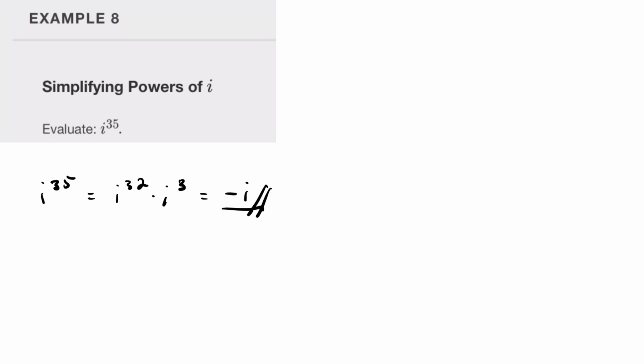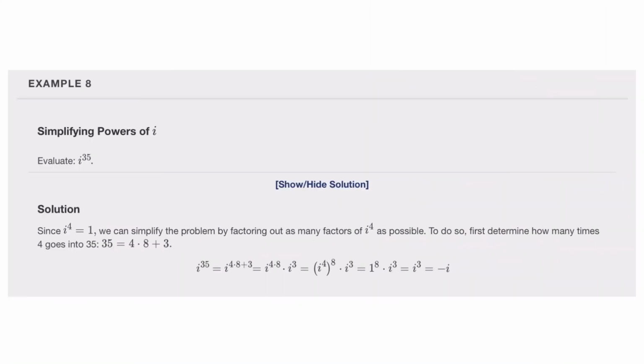Again, every time we get a multiple of 4, that's really just 1, and then from there it's just one of the four results that we saw in the previous slide. And negative i is correct here. Okay.